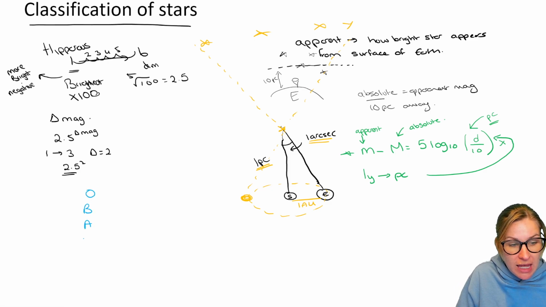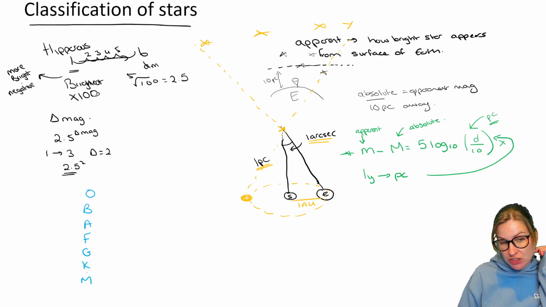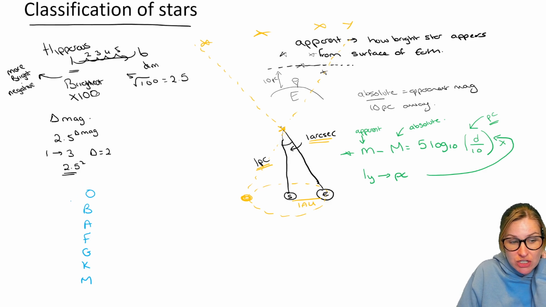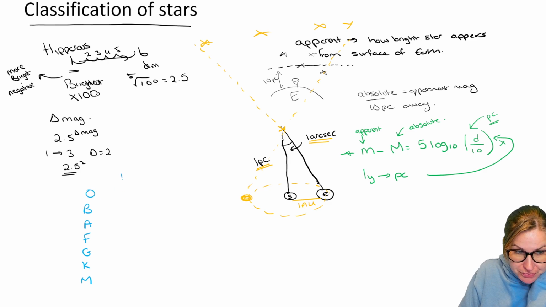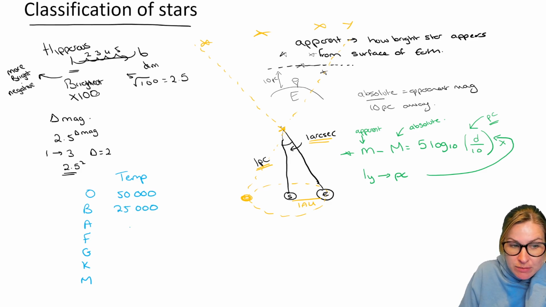So, Oh Be A Fine Girl, Kiss Me. We're going to look at how we actually find out the temperatures in later videos. But just because we're looking at the classification of stars in this video, these are how we classified our stars into these spectral classifications. And you learn the temperatures. So the temperature of an O-class star is around 50,000. So just learn these numbers and you'll never be wrong. B is half that, 25,000. An M star, you just divide it by 10 to get 2,500.